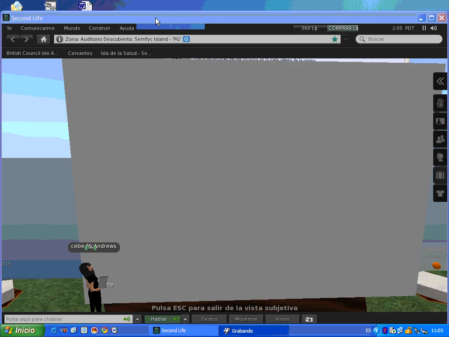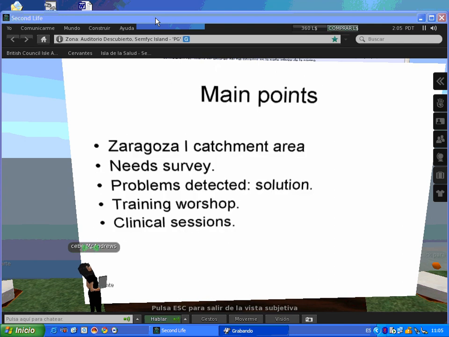In order to give you an idea of the problem we faced when we started up the education unit 18 months ago, I will give you an overview of our catchment area, the study we made of the unit's needs, the problem we detected, and the solution we considered. The result of this is the project we are presenting today. Maku will later explain the workshop Health to Learn Second Life and the use we made of Second Life for our clinical sessions, which is the name we give to the meetings where we discuss clinical cases.